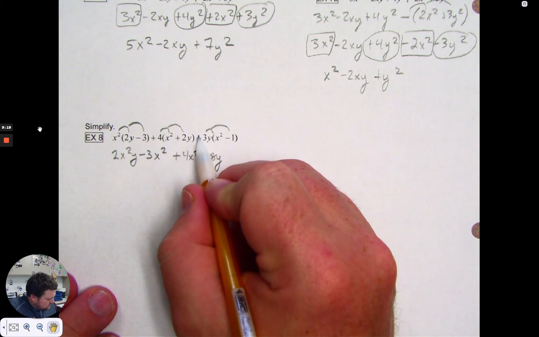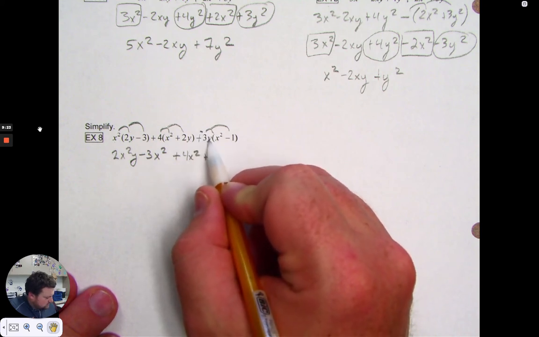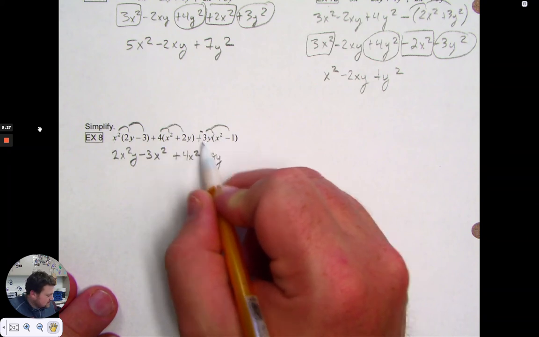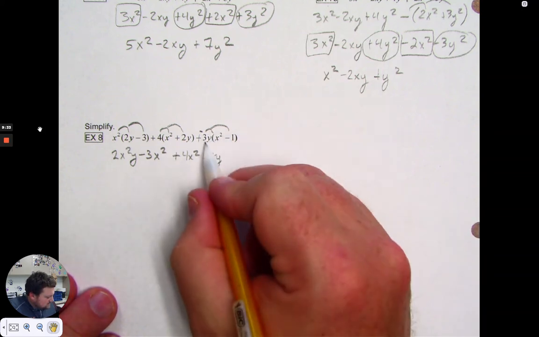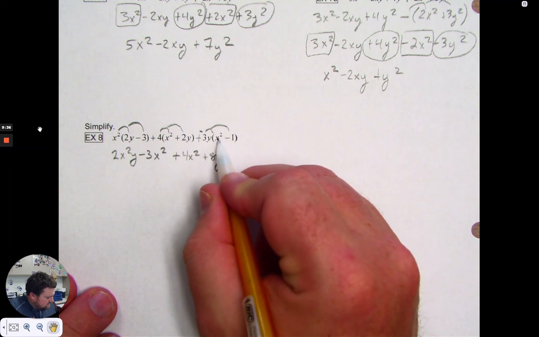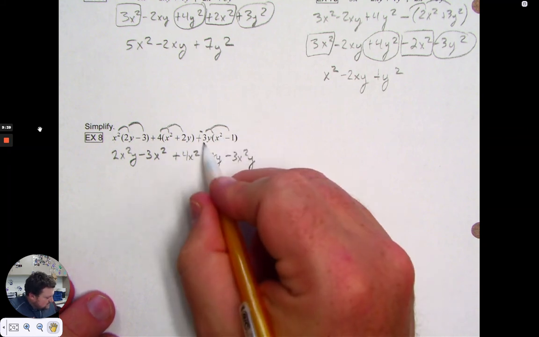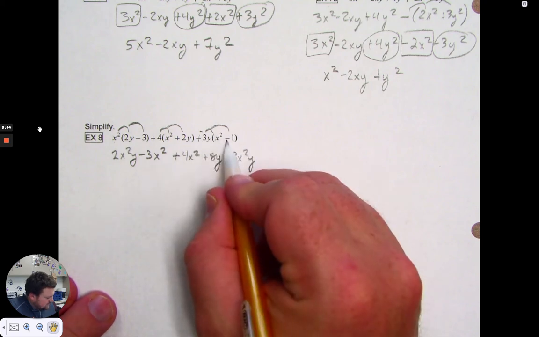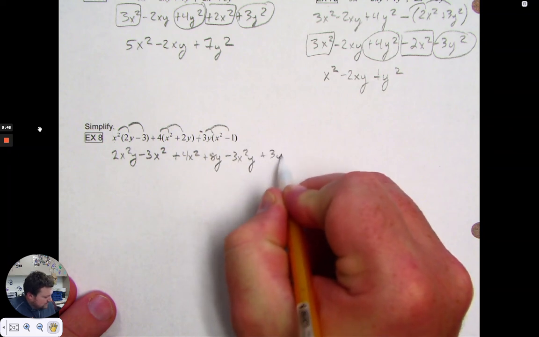Now here, if you change this to plus a negative 3y, now we can distribute a negative 3y, and we don't have to worry about distributing the negative throughout it because I'm going to get it from multiplying out this negative 3y. So negative 3y times x squared is a negative 3x squared y. And then negative 3y times a negative 1. Negative times a negative is a positive. So 3y times 1 is just plus 3y.